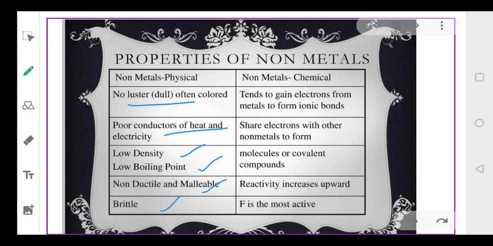Apart from this, non-metals gain electrons, they take electrons and become negatively charged. Thus they combine with metals and form ionic bonds. While non-metals combine with each other to form covalent bonds. तो अगर non-metal, non-metal के साथ जुड़ता है, so they form covalent bonds, and when it combines with metal, they form ionic bonds. And fluorine is the most active non-metal. If we compare the reactivity of non-metals, we find that fluorine is the most active.